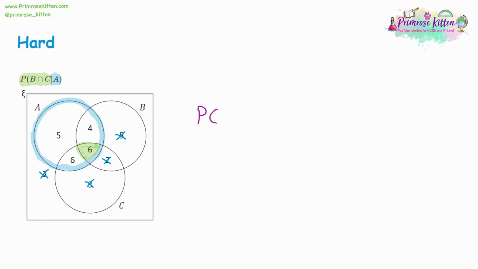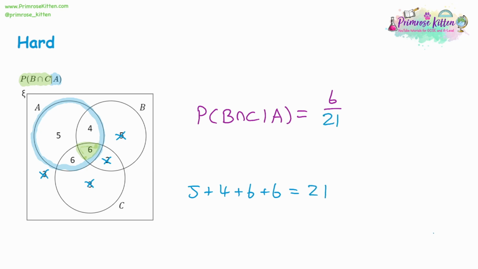So the probability of choosing something in the intersection of B and C, given that our choice has to be in set A, is going to be 6 out of, now it's going to be 6 out of the total of what's in set A. So what's in set A? We've got the 5, the 4, and the 2 6s. So we add all of that together, that's going to give us 21. So it's going to be a 6 out of 21 chance of choosing something in the intersection of B and C, given that the choice has to be in set A.